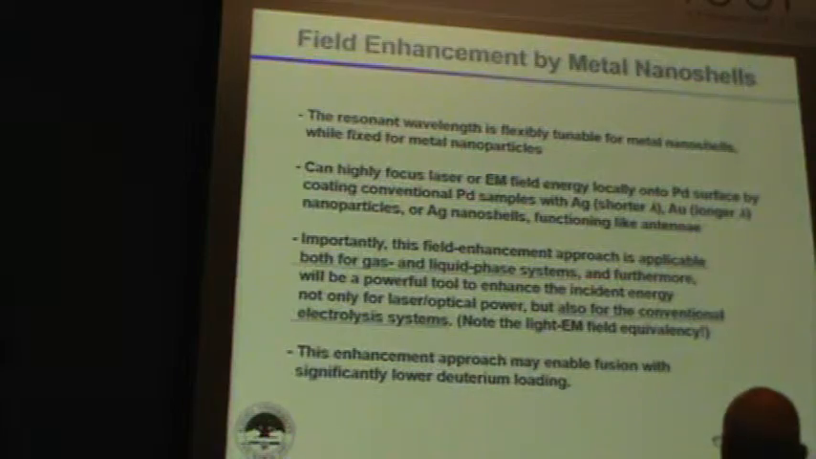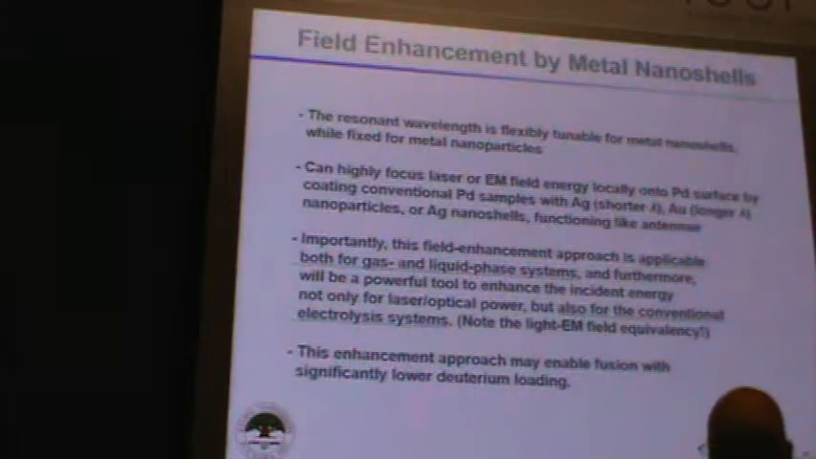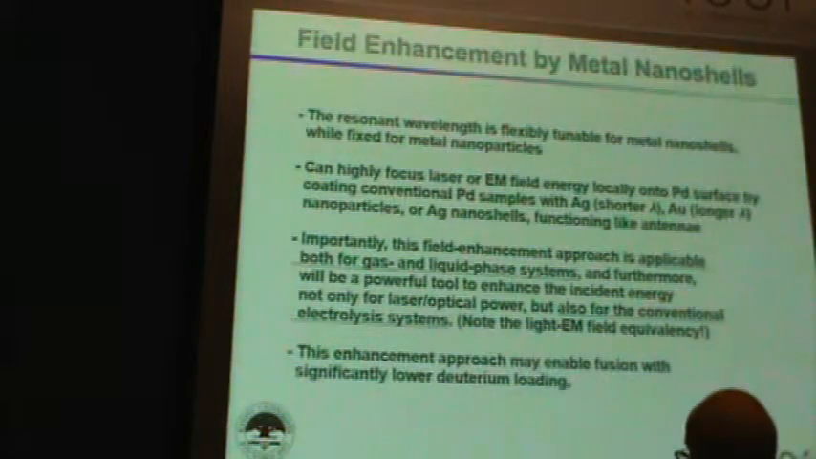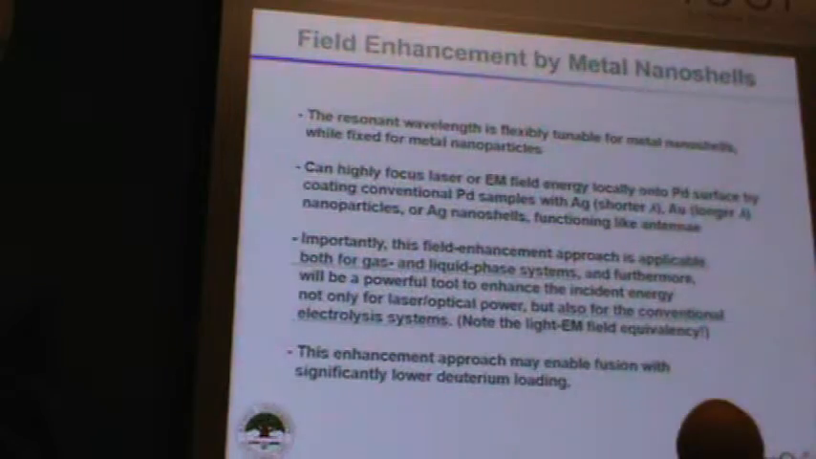So I hope, and actually I'm currently making an experimental setup to experimentally verify this effect, how the core-shell metallic nanostructure is useful for enhancement of our CF reaction rate.